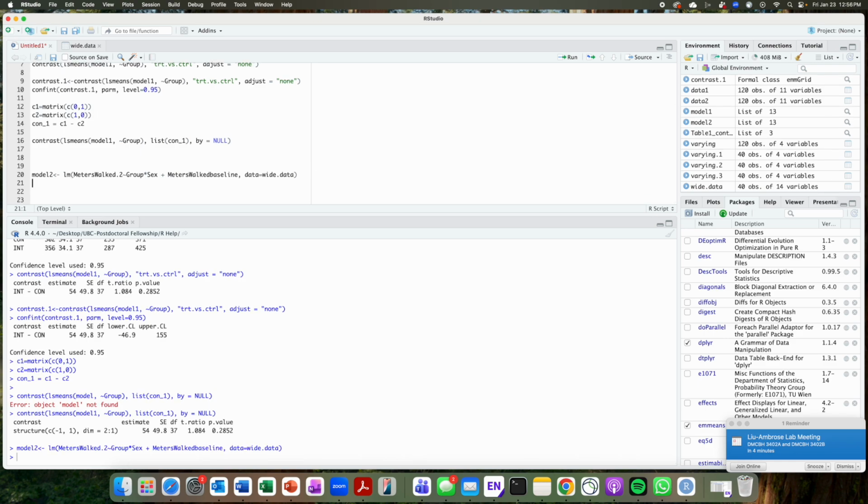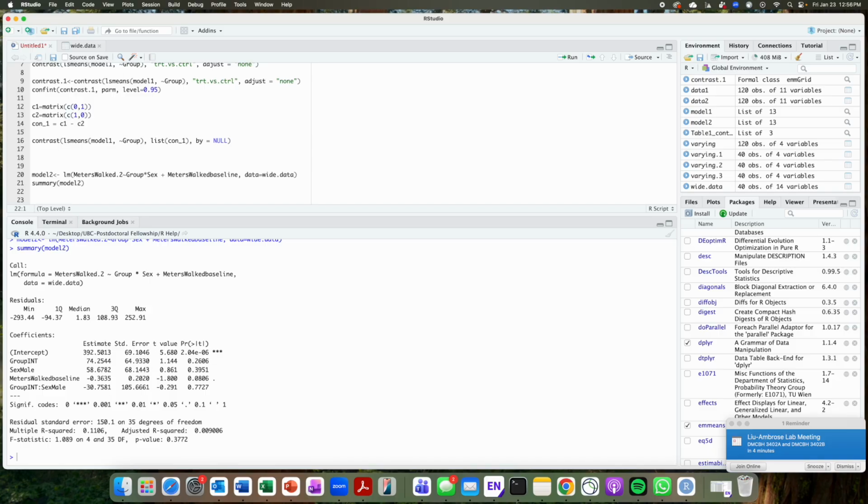And now we can go ahead and do the same thing that we did before. So first, let's look at the summary command. We can see that, at least from this level, it doesn't look like there's going to be any sort of group by sex effect, which is not that surprising, given that there was no main effect.